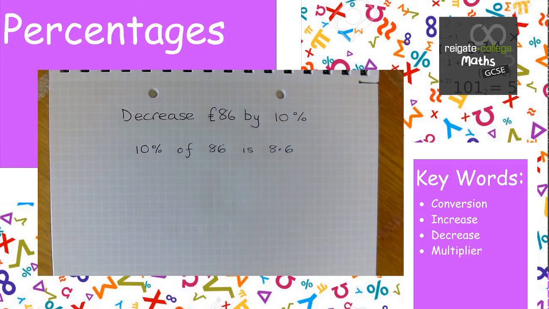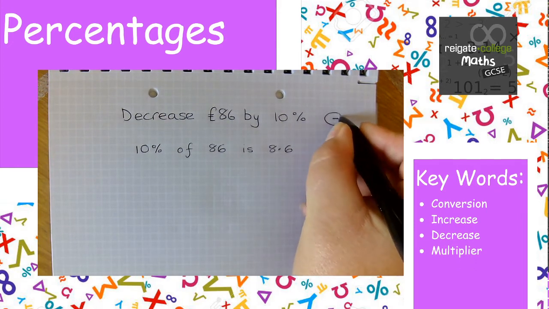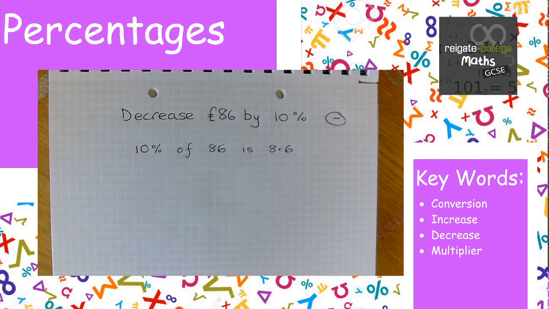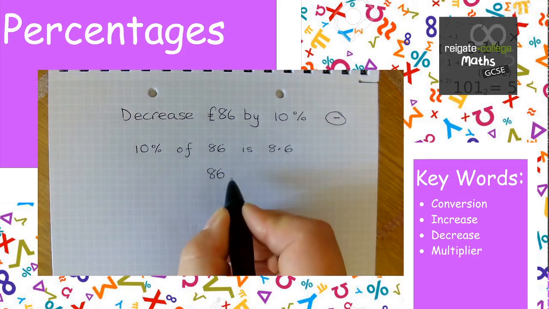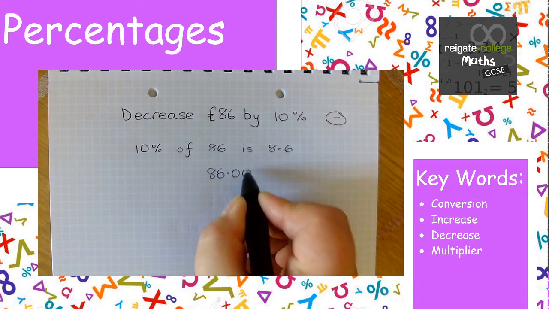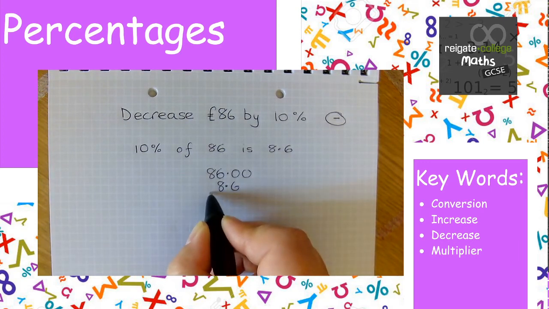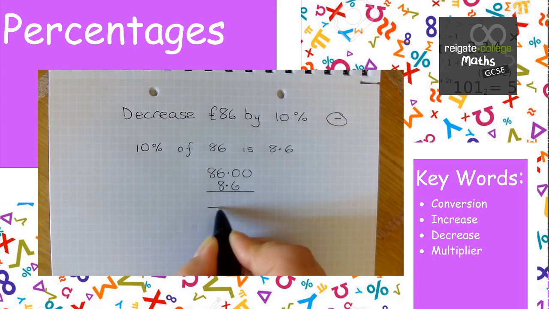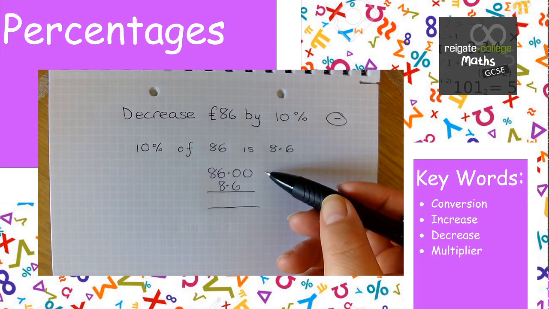Decreasing is to make something smaller. Therefore, it's a subtraction, takeaway function. Once we have found 10%, we need to take it away from the original amount. So if we want to decrease £86 by 10%, we start off by taking 10% away from the £86. Now, in terms of creating a column subtraction, it's probably best to make 86 a decimal by adding zeros.